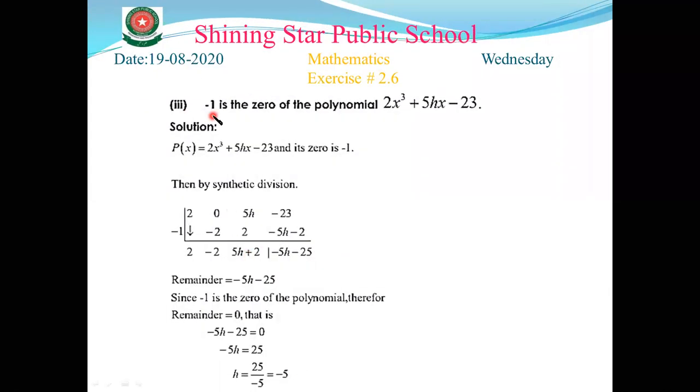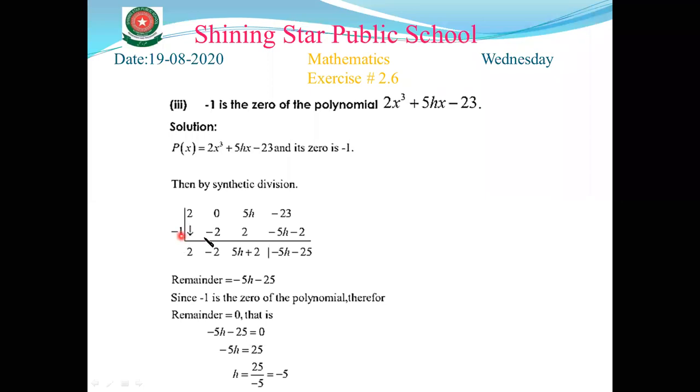Now the part number 3. In this part, minus 1 is the zero of the polynomial. So, 2. Now x square is missing, so we write the coefficient of x square as 0. X is 5h. Constant is minus 23. The first term remains the same, 2.